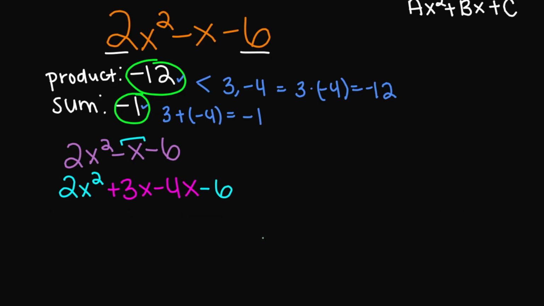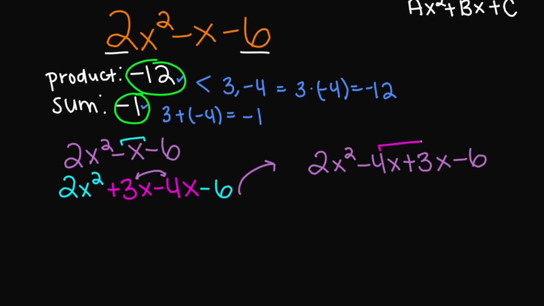So let's look at the same example. Let's say you switched your negative 4x and your 3x, and you did 2x squared minus 4x plus 3x and then minus 6. Let's say you wrote it like this. Remember, the middle number here is going to give you the negative 1x, which is what we have here.